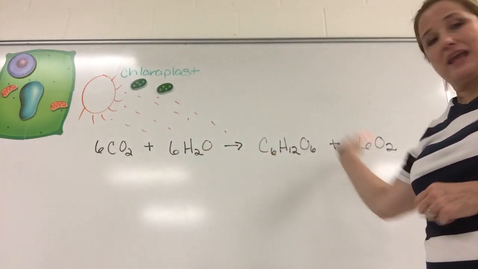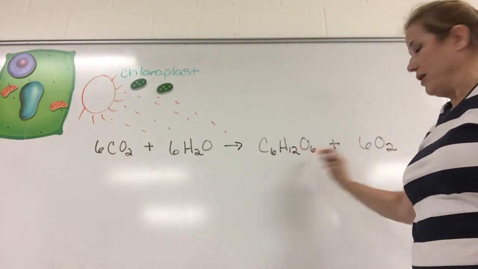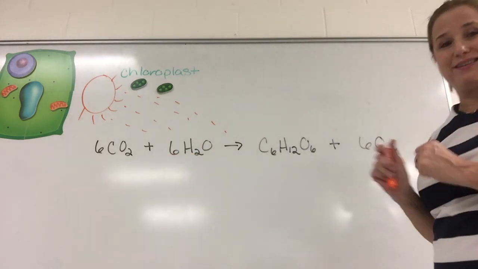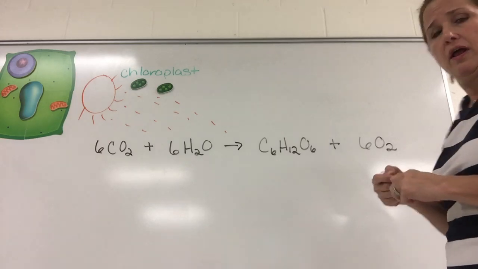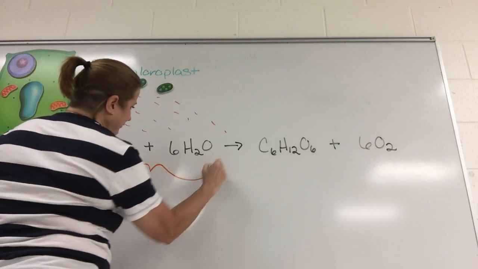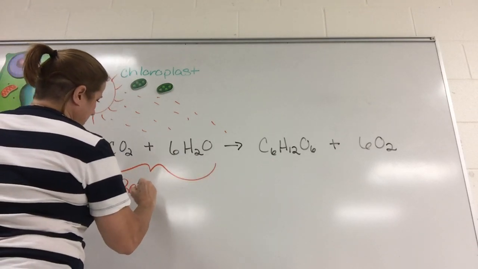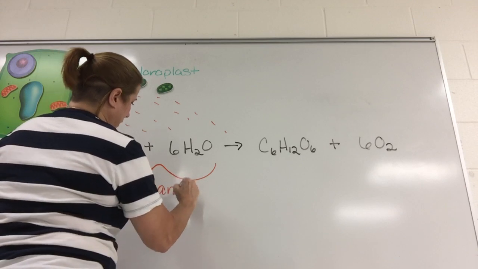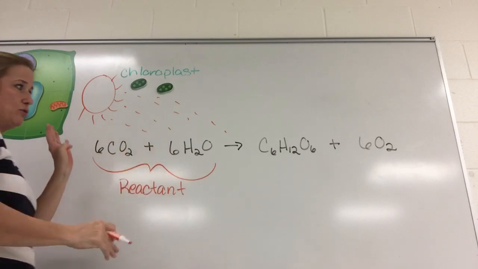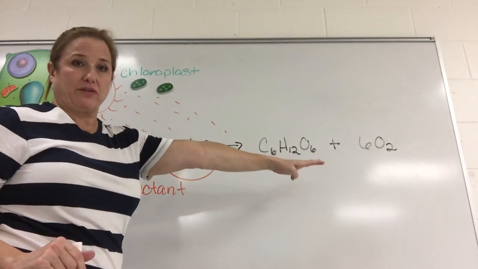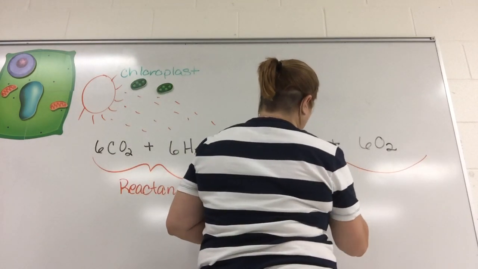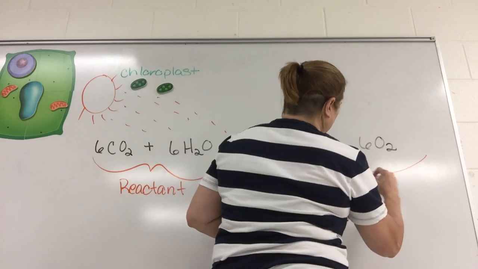So this is a chemical change because what you have on the right-hand side is different from what you have on the left-hand side. So let's break this equation down. So first of all, two big vocabulary words. Everything on the left-hand side of an equation is called a reactant. And reactants are the stuff that combine and rearrange to make the stuff on the right-hand side of the equation. The stuff on the right-hand side of the equation are called products.